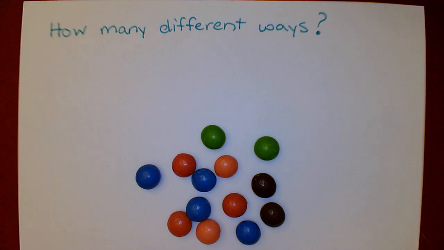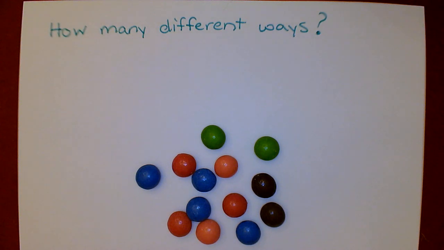Or maybe I had a bunch of toy cars and I wanted to know how many different ways I could line up those toy cars in groups. Or maybe I want to put flowers in bunches in vases, and I want to know how many different ways I could put those flowers in different vases. So those are some examples of the types of problems that we've seen before.